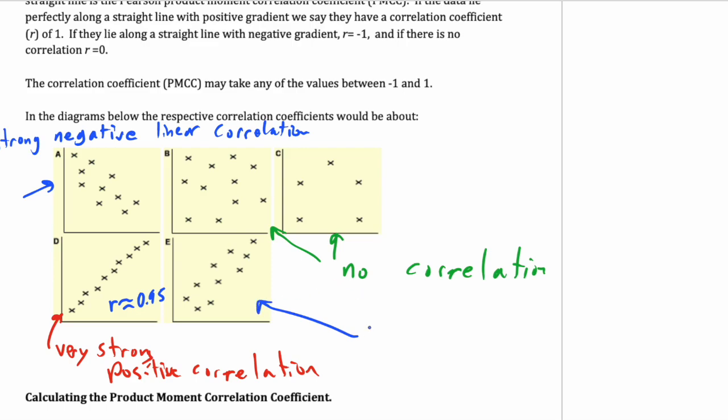And here I would say strong and positive because the slope is positive. And I should have said linear here, by the way. Oops, linear. I always say linear when it's a linear correlation. Strong, positive, linear correlation.